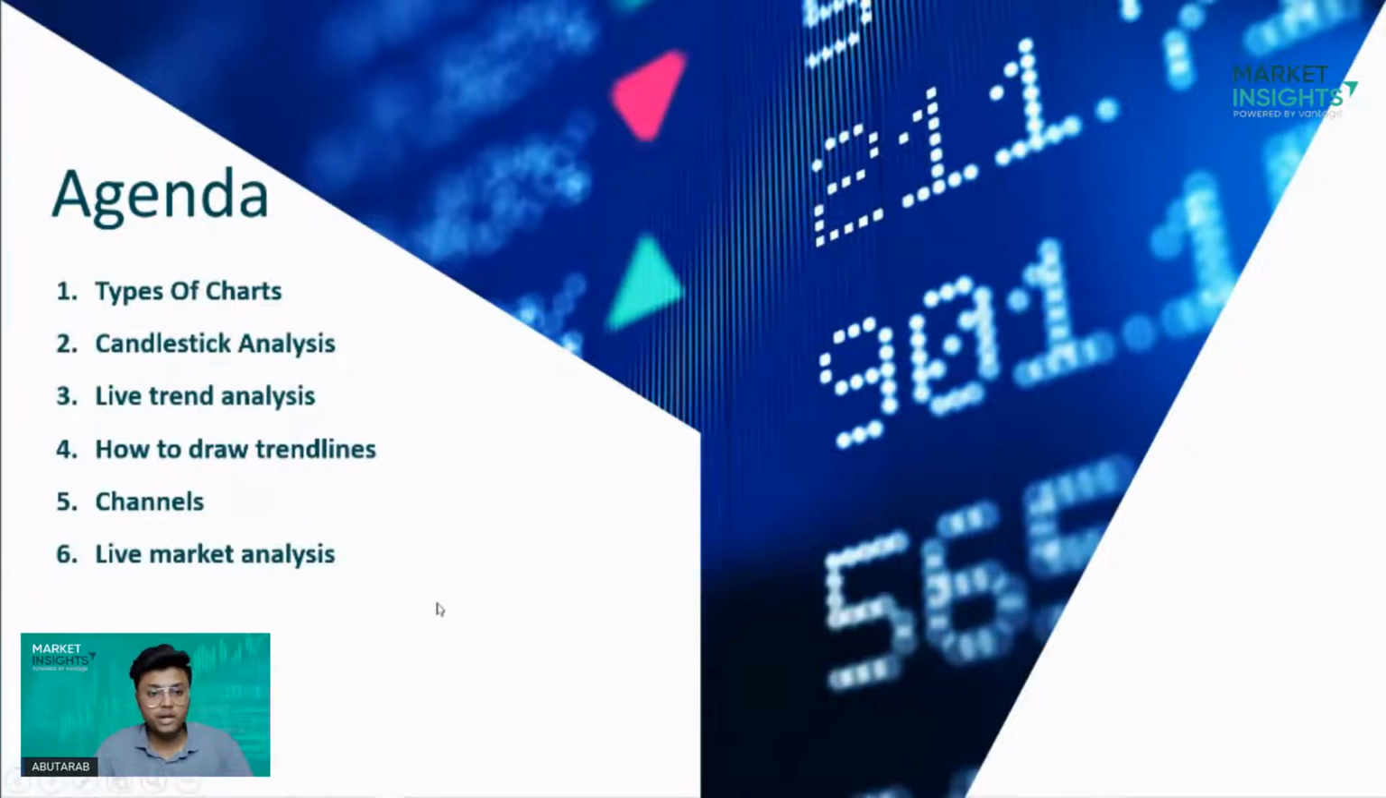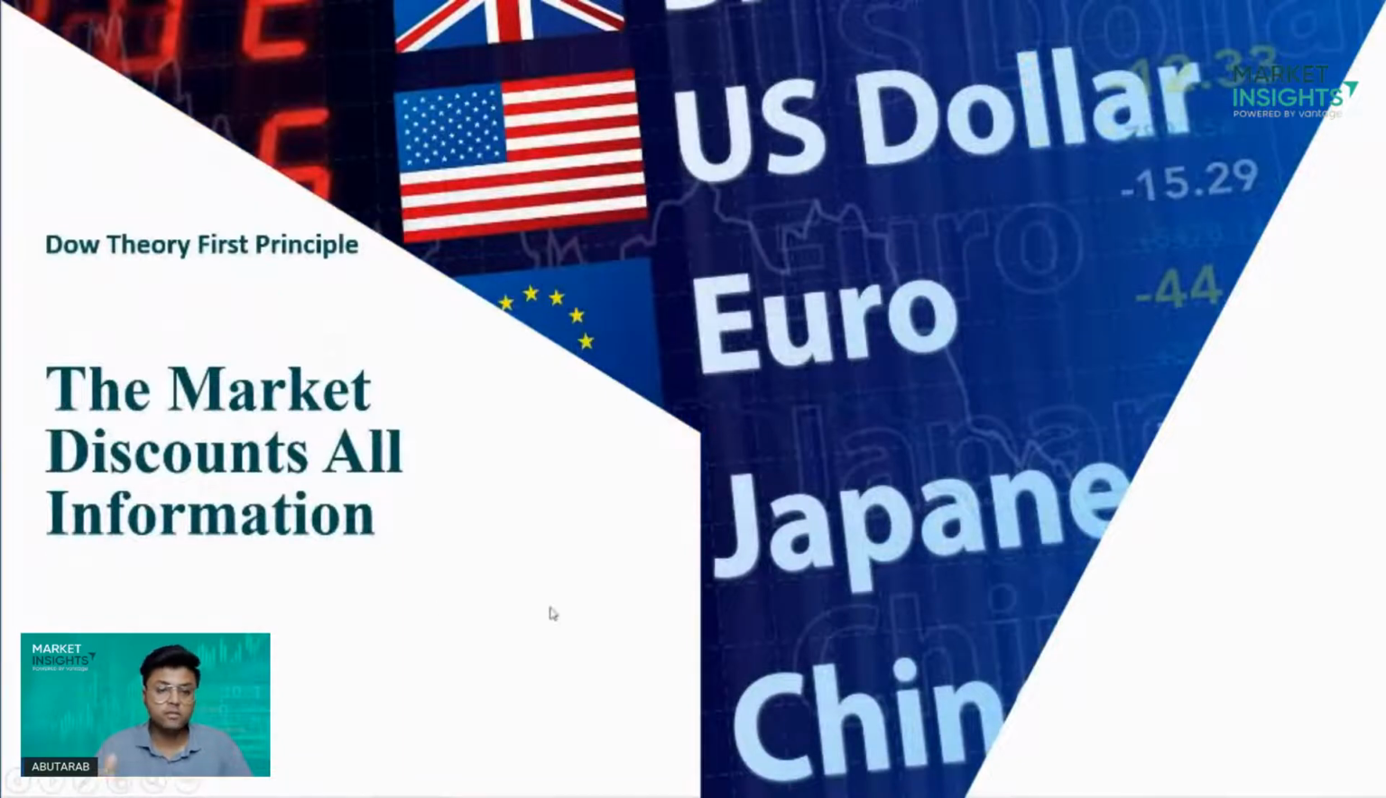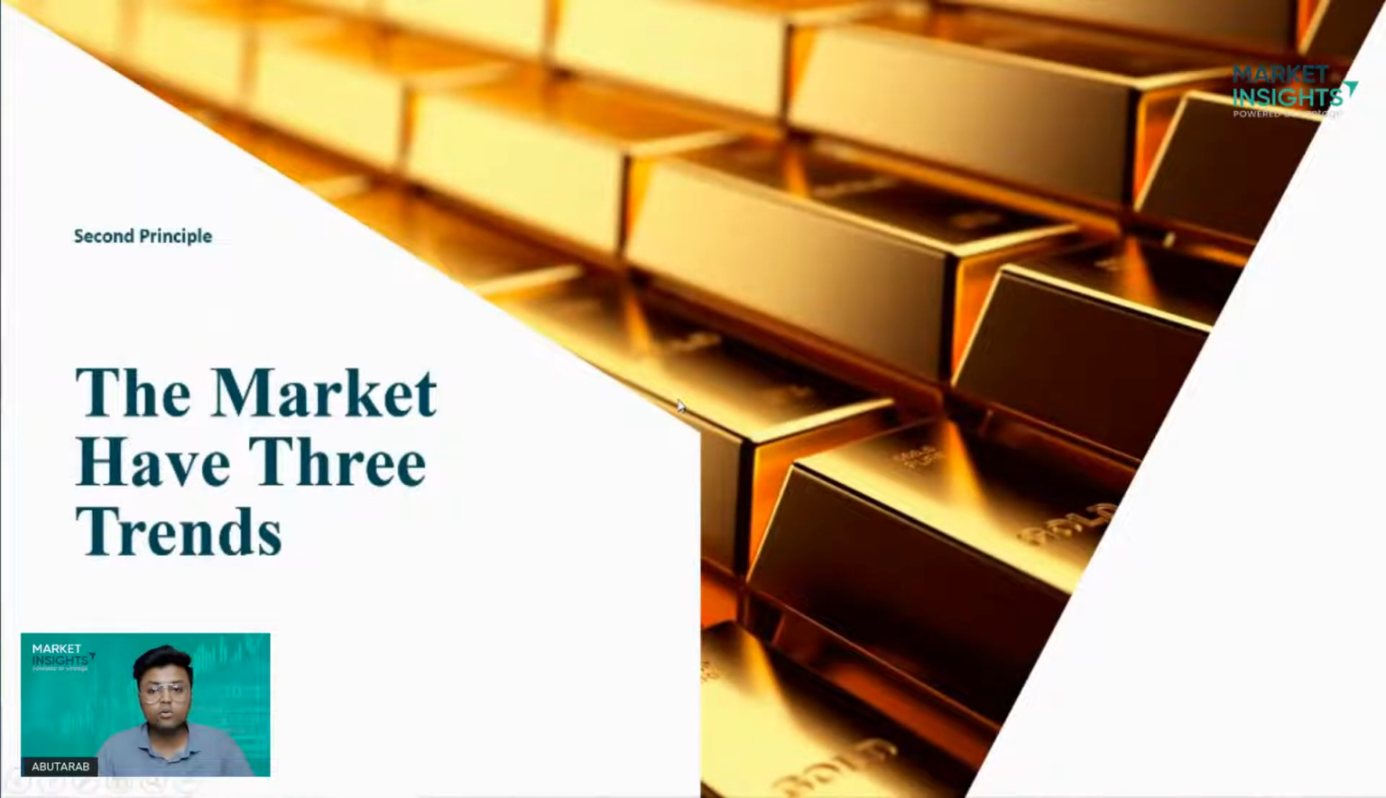So just a brief recap of what we have understood in the previous session, if somebody is new here. We understood that through Dow theory, we get the basis for technical analysis. And Dow says that the market discounts all information. That means we have to only study and focus on the price action and nothing else.